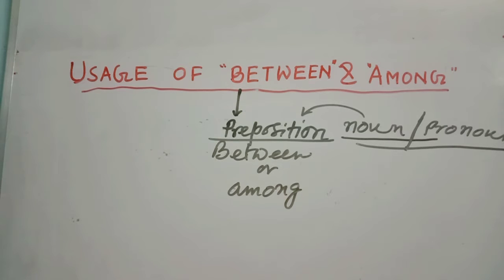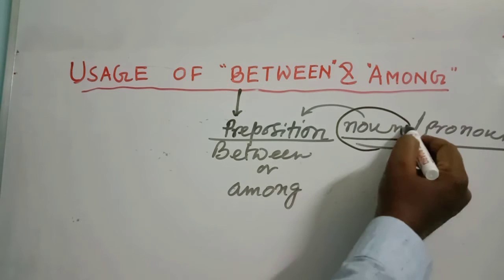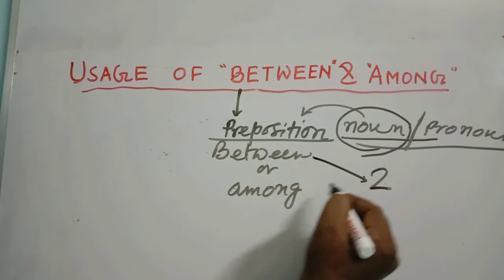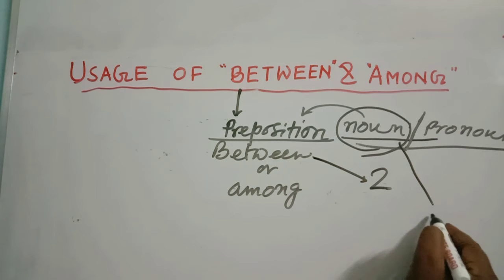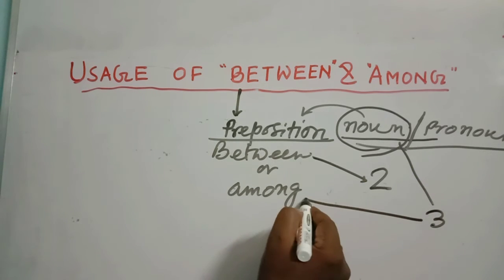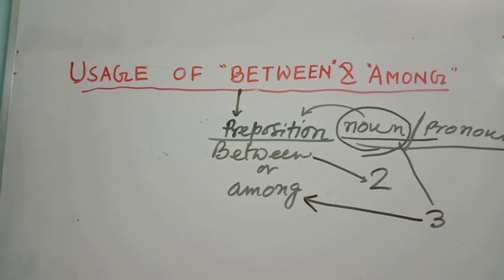Now, my dear friends, we all know if the nouns are two, we use between, and if these nouns are more than two, that means 3, 4, 5, 6, whatever it may be, we use among. It is the very basic or common rule for using between and among. There is no such problem in this rule, but the fact is that we cannot say that the rule is 100% correct. I'm just going to give you some examples.